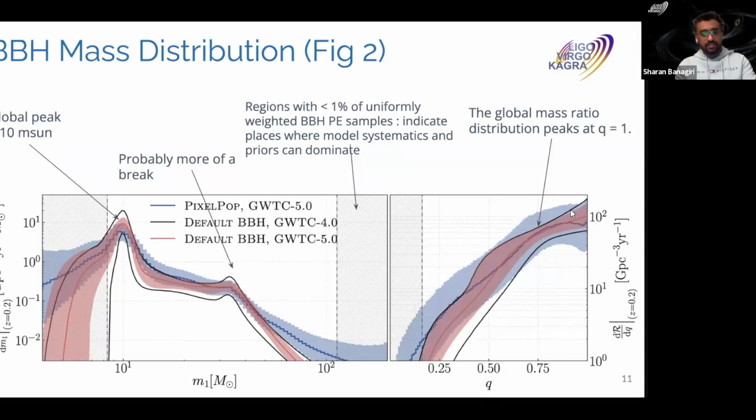The mass ratio distribution is on the right. This peaks at q equals 1. So in other words, black holes like to pair with other black holes which have similar masses as them on the whole. But the distribution is fairly broad, and we do have support at lower qs as well, indicating some support for asymmetric binaries as well.